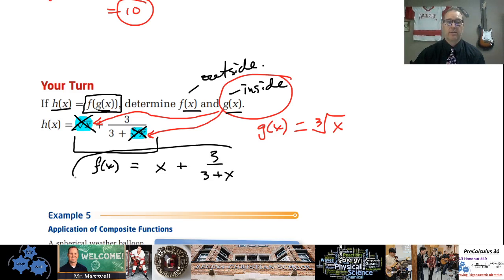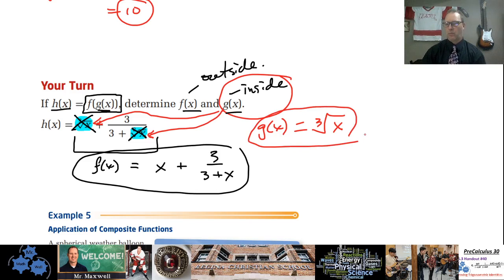Okay? All right? I'll take a moment, let that settle in. Hopefully you understand that. But it's just sort of recognizing what is the piece that's inside that could be represented as a separate function altogether. And it'll be a piece that repeats. So you'll be able to pull that out and replace that with an x for the larger function.